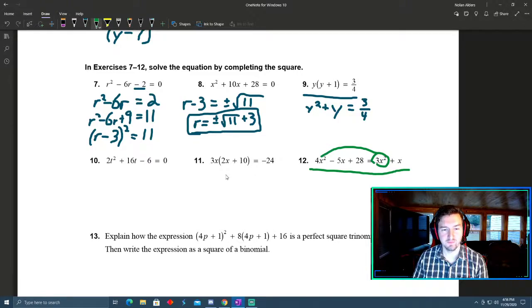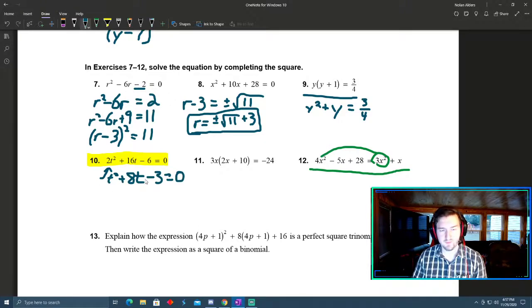Let's see, for a problem like this, what I would do is get rid of that first number out front. Notice with these problems, we didn't have a number in front of our r squared. So to get rid of that number in front of the t squared, we could just divide the whole thing by 2. So we could rewrite it as t squared plus 8t minus 3 equals 0. So that would be a fix.